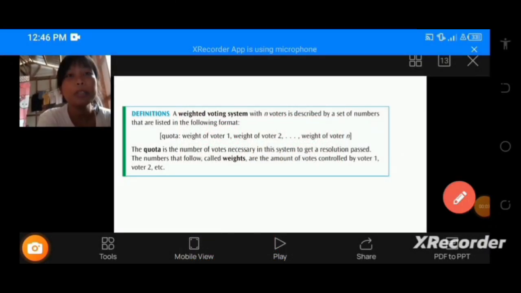Good morning, everyone. I'm here to explain about weighted voting systems. A weighted voting system with n voters is described by the set of numbers listed in the following format. Quota, weight of voter 1, weight of voter 2, up to weight of voter n. The quota is the number of votes necessary in the system to get a resolution passed. The numbers that follow, called weights, are the amount of votes controlled by voter 1, voter 2, and so on.